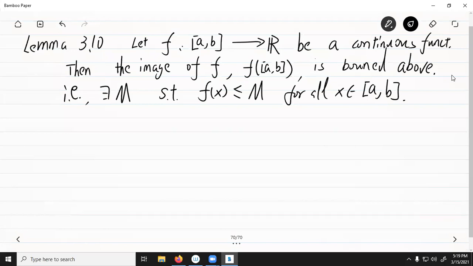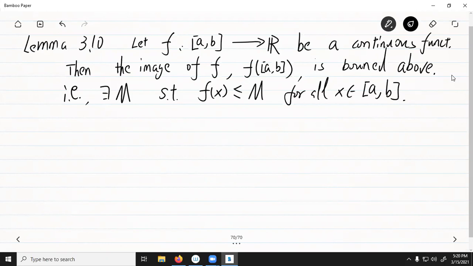Okay, so this is called bounded above, right? We can always find the upper bound. If x runs through the whole interval, then the f values are always less than or equal to this capital M. So now we want to prove that. Okay, the proof is okay.